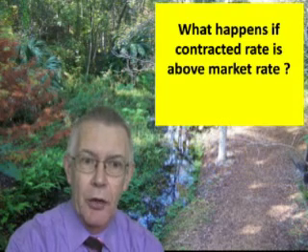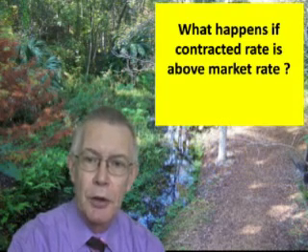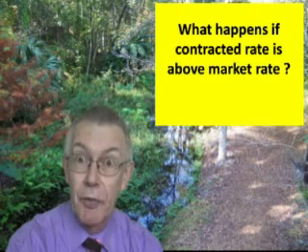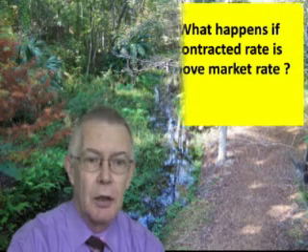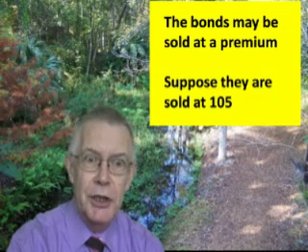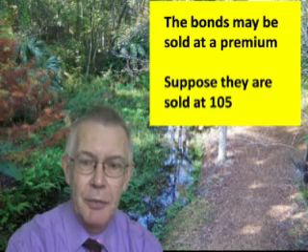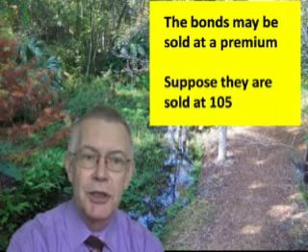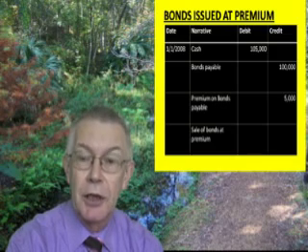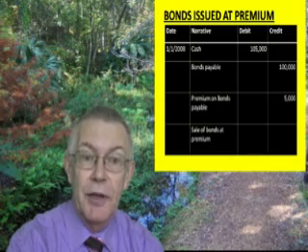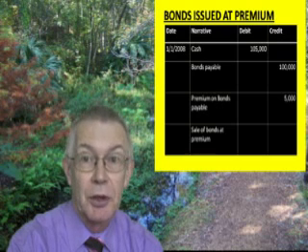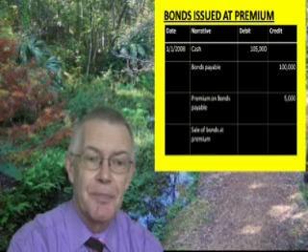What happens if the rates are the other way around? In other words, suppose that the bonds are offering a rate that is above the market value. The bonds may then be offered above face value. We call this offering the bonds at a premium. Again, the rate is expressed as a percentage of face value. Bonds offered at 105 mean that $105,000 is needed to purchase $100,000 of bonds.